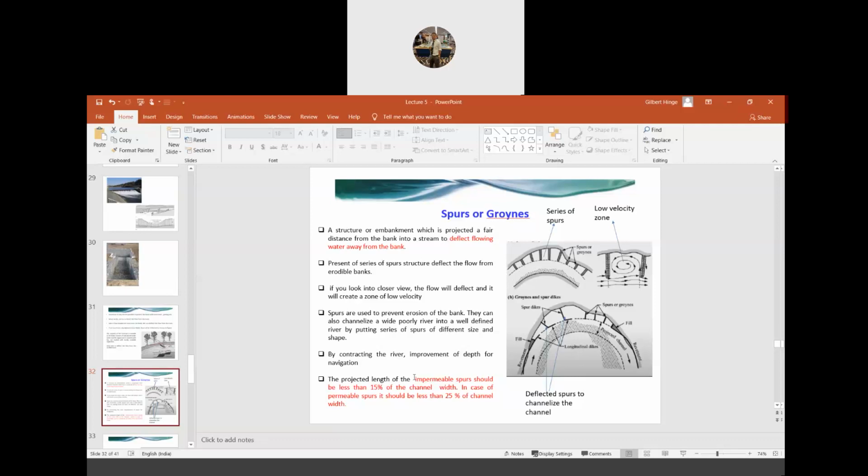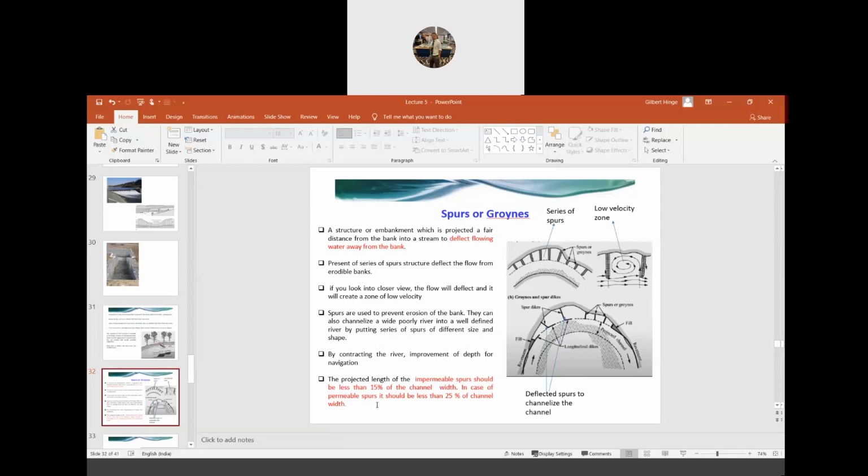In case of impermeable spurs, they should be projected less than 15% of the channel width. This is the width of the channel. So if the spur is impermeable, it should not be projected more than 15% of the channel width. However, in case of permeable spurs, we can project it less than 25% of the channel width.